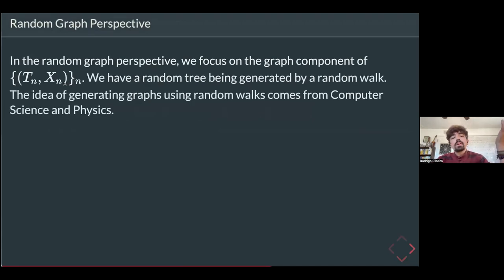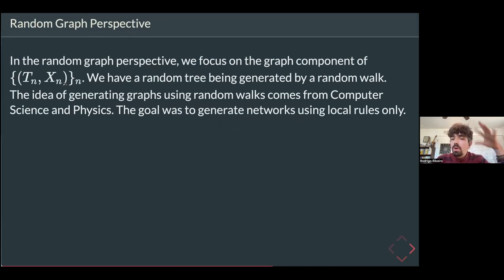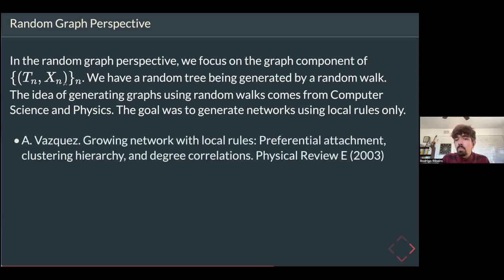So about the random graph perspective, this idea of generating graphs using random walks is nothing new. The first papers that I'm aware of come from computer science and physics. The goal was to generate networks using local rules only, because some of the models to generate random graphs use essentially global knowledge. At each step, you add a new vertex to the network, and this new vertex can be added to any possible vertex in the network. This is what they call global knowledge. And people from computer science and physics say that this is not realistic if you want to model real phenomena. So they wanted to come up with a network that is growing, but growing only based on local rules. This is why they came up with this idea of generating graphs using random walks.